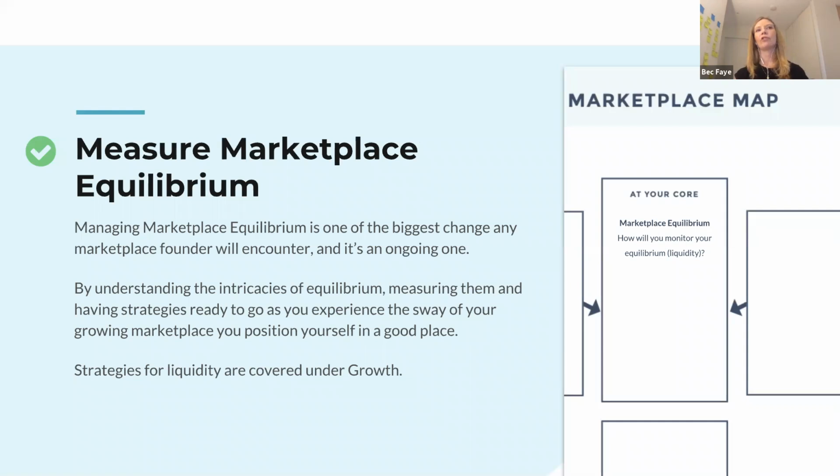How do you measure marketplace equilibrium? As we know, one of the biggest challenges with marketplaces is how to actually balance supply and demand. So being able to actually measure and monitor what that balance looks like is really, really important. And that's something that we look at under the core.